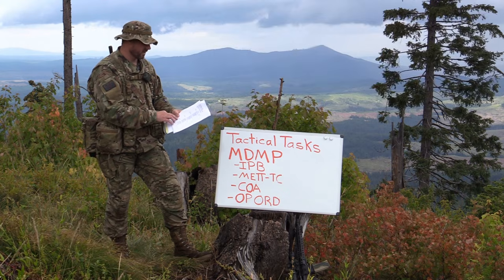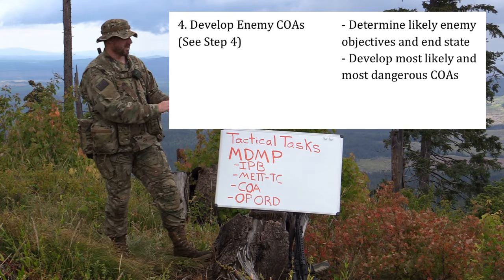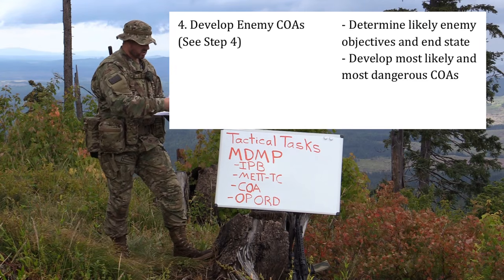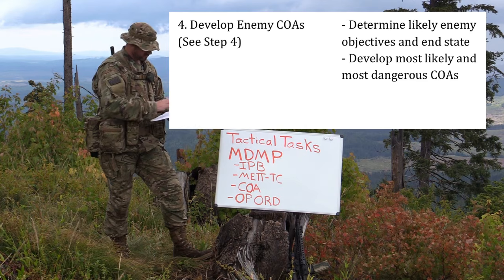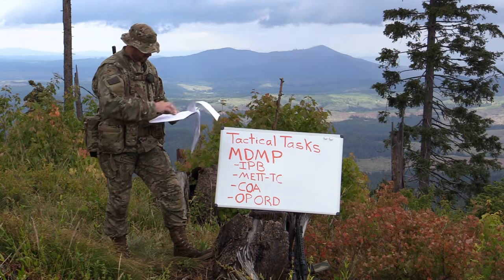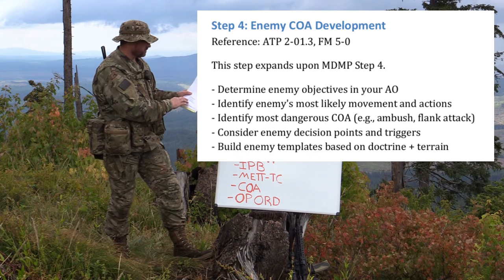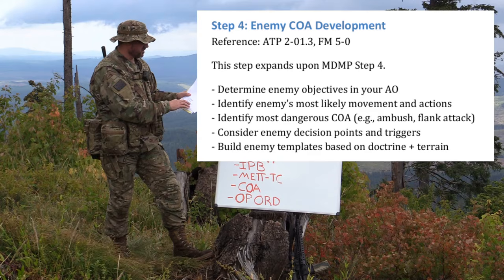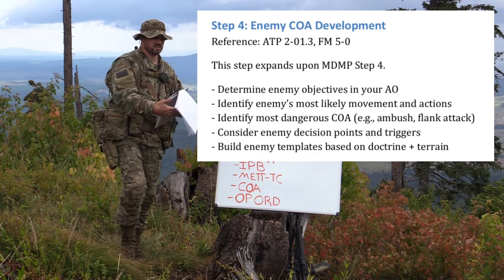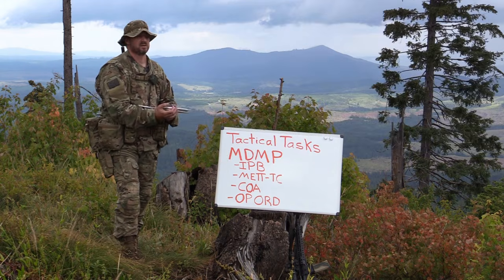Step 4 in the MDMP is develop enemy courses of action. And then there's a breakout. You're going to want to go to step 4. In step 4, enemy courses of action: determine enemy objectives in your AO, and identify the enemy's most likely movement and actions. Things like this. Essentially, with the course of action, I'm going to give you an example.